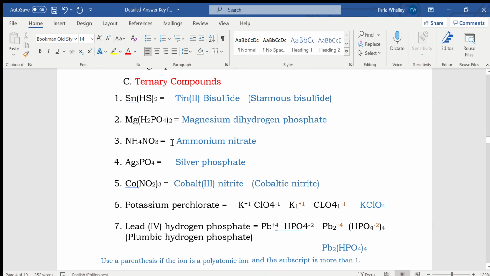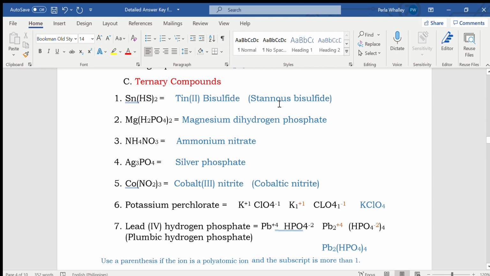Let's go to ternary compounds. Ternary compounds means there are 3 elements in the compound. So we have tin bisulfide 2. This is the formula. So from this formula, we know that the subscript 2 here refers to tin. That is why the answer is tin. And then we put this number inside the parentheses, Roman numeral 2, and then bisulfide.